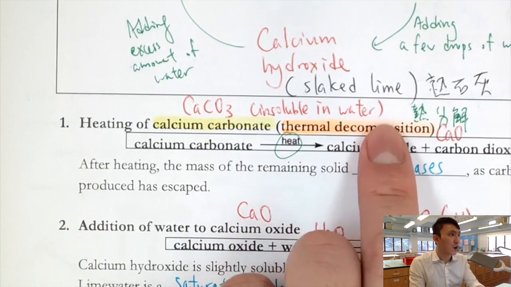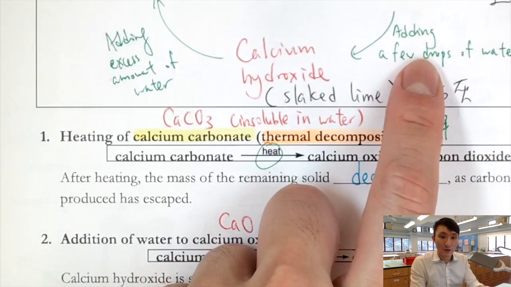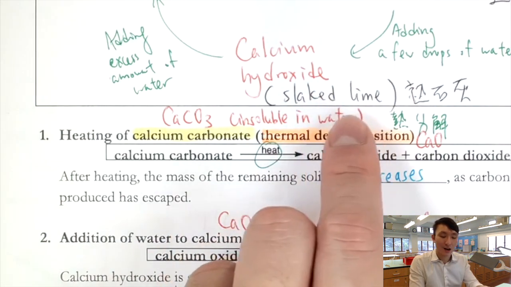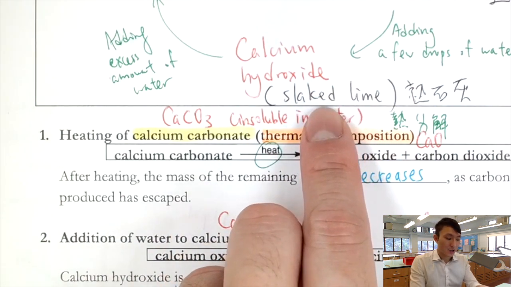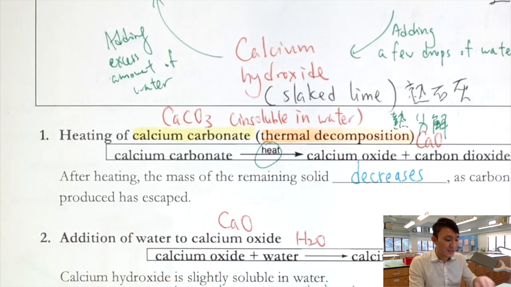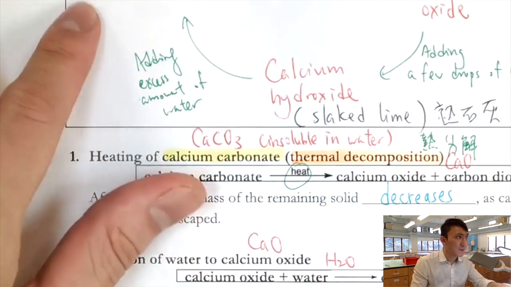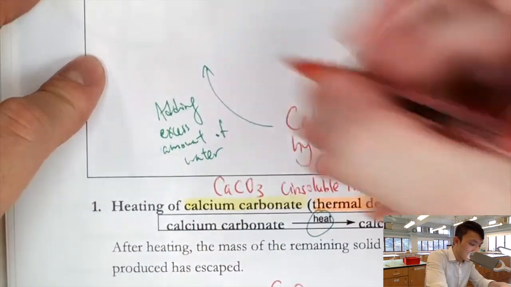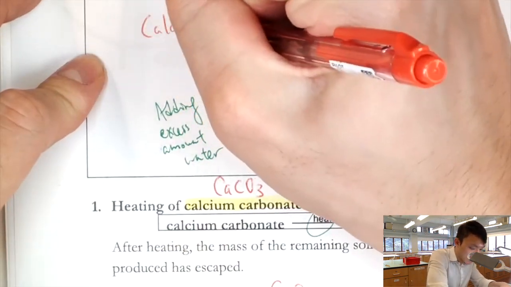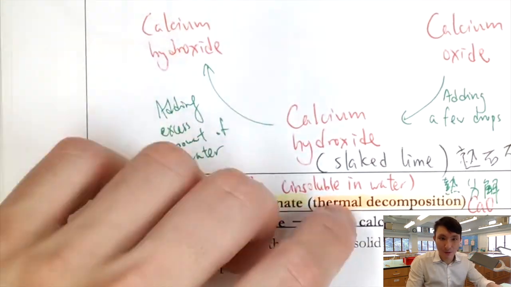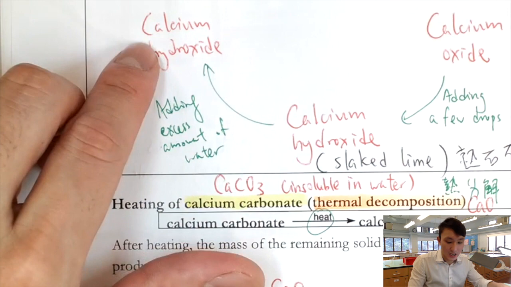So if you add a few drops, you will actually get a solid of slaked lime. Only when you add an excess amount of water is the slaked lime able to dissolve in water, forming lime water. In this step, because it's simply dissolving in water, it is still calcium hydroxide. So it is not a chemical change. This is actually a physical change.